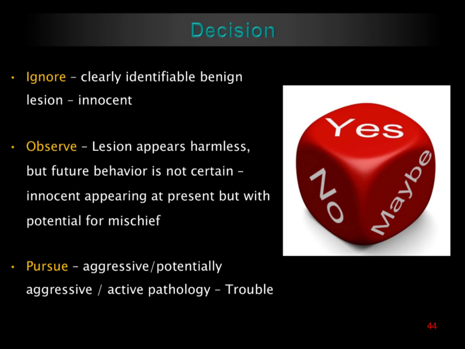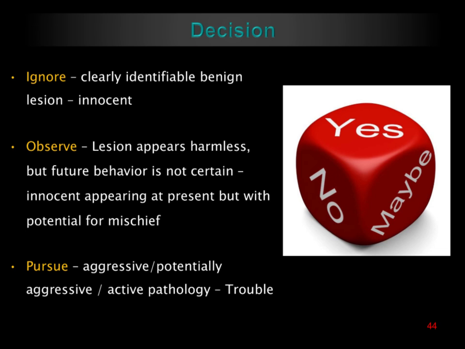Now, based on your observations on plain radiograph and clinical evaluation of the patient, you may decide that you may ignore this particular lesion because it is clearly identifiable as a benign lesion, an innocent incidental finding on imaging. Most of the incidental findings on imaging belong to this category. These are latent lesions like fibrous cortical defect or small non-ossifying fibroma.